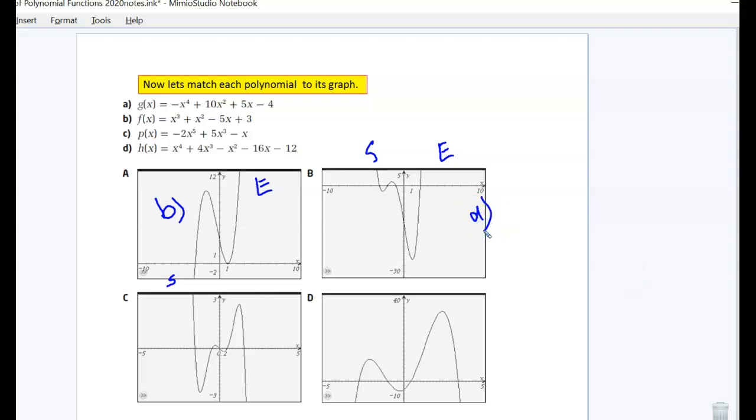For C, I have a graph starting in 2, ending in 4. So this is an odd degree and it's going downhill, so it's negative. So this one is going to end up being graph C. And the last one looks like a negative even degree, and the only one that's possible is graph A.